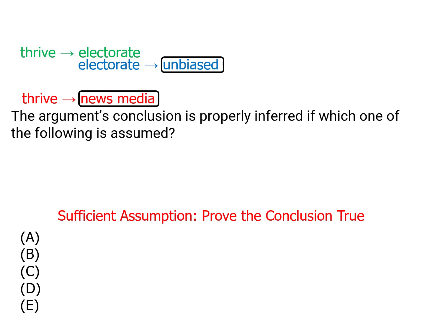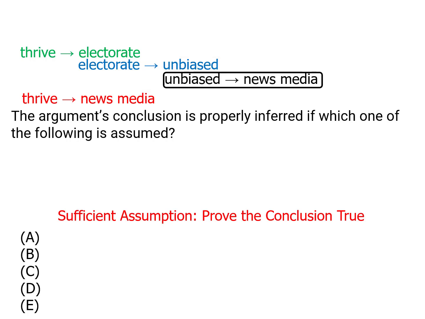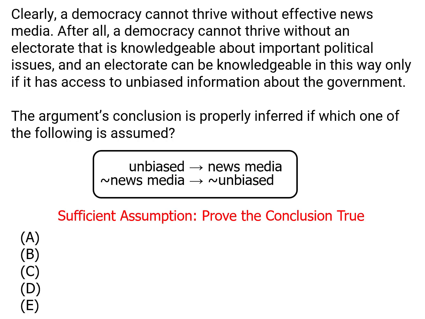So if we were to find out that in order to have a source of unbiased information, you have to have a healthy news media, then that would prove everything. Thriving needs the electorate, needs unbiased information, needs the news media. Thus, in order to thrive, you need the news media. That's what we're going to be looking for in the answer choices. Very formal questions, you can often make a very strong prediction as to what you're looking for. Now note, they could also give it to us as the contrapositive. So they could also say, if you don't have a news media, then you won't have a source of unbiased information. Let's see what the answers say.